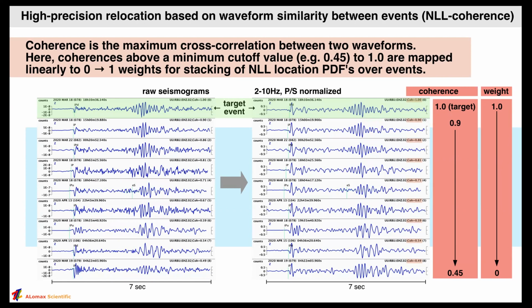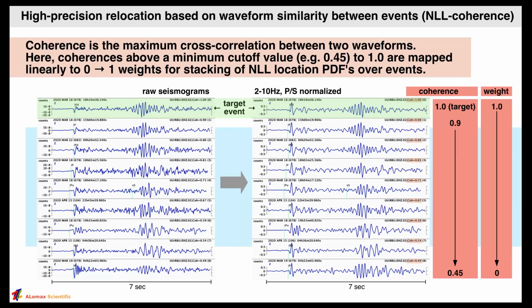And the basic procedure is that we have a target event we're interested in improving the location. We find all the events that have high coherence, high similarity waveforms with the target event. And here, high similarity will be defined as a coherence above some minimum cutoff value.